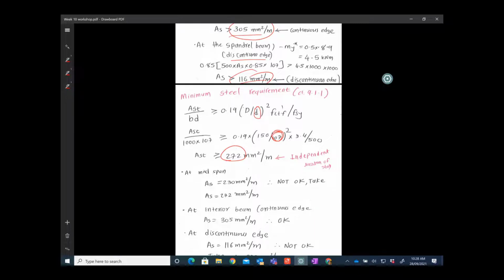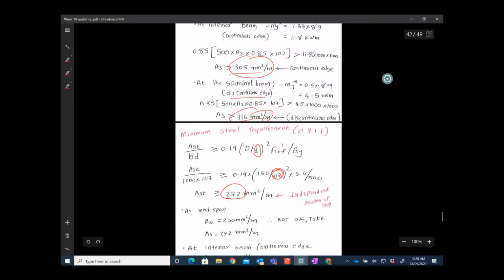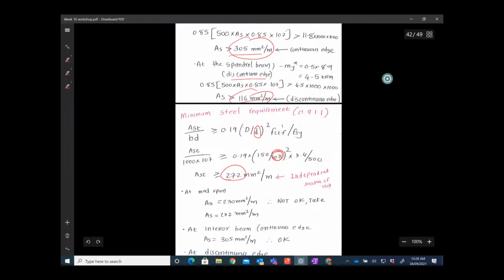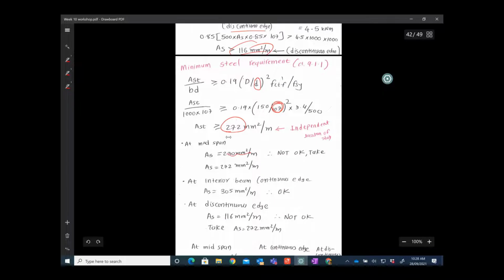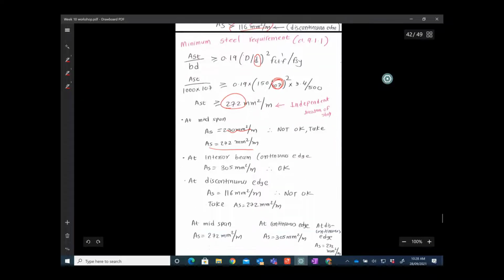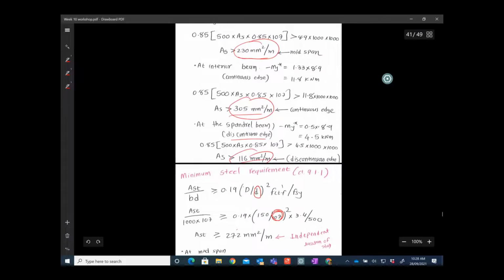So 230, first one, not okay because it's less than 272. So change it to 272. Interior beams 305, that is okay because it's greater than 272. Discontinuous edge 116, not okay. Let's change it to 272. Not okay doesn't matter, we just change what we calculated here to 272. So we change this one to 272. This one okay. We change this one to 272. That's it in our calculations.